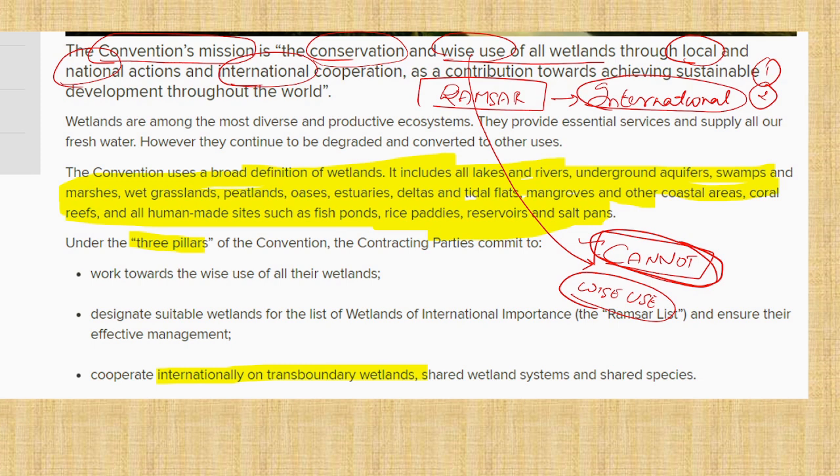UPSC gave was international cooperation. Now, third question: what is the definition of wetlands given in the Ramsar Convention? So what is the definition, what does it mean?